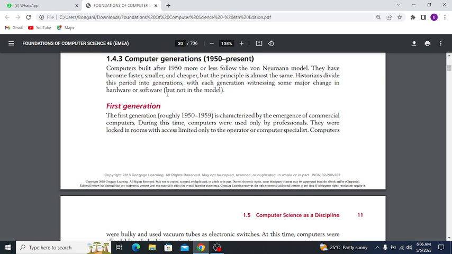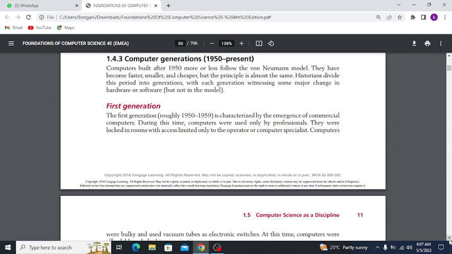Historians divided this period into generations, with each generation witnessing some major change in hardware or software, but not in the model. The first generation, roughly 1950 to 1959, is characterized by the emergence of commercial computers. During this time, computers were used only by professionals because they were expensive. They were locked in rooms with access limited only to the operator or computer specialist.